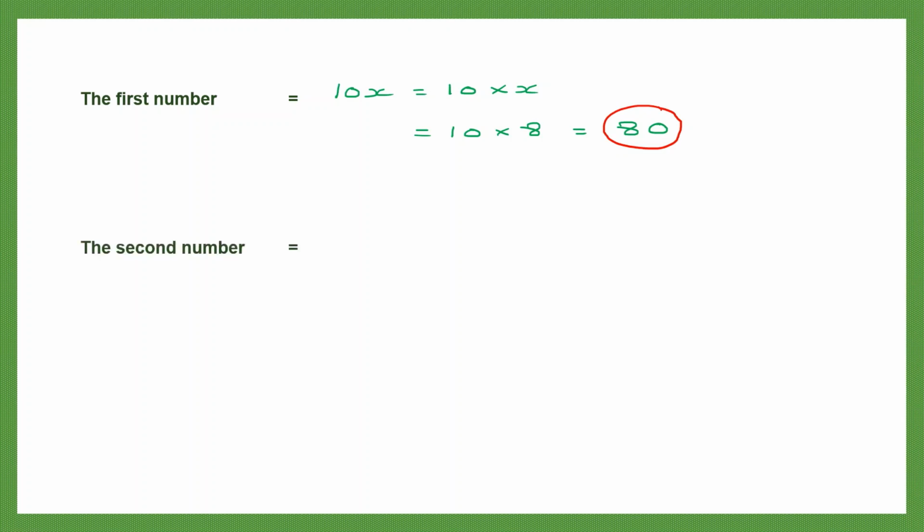Now the second number is 11x. We said let this be 11x. That means 11 into x. So again here also we write 11 into x is 8. 11 8s are 88. So this is our second number.